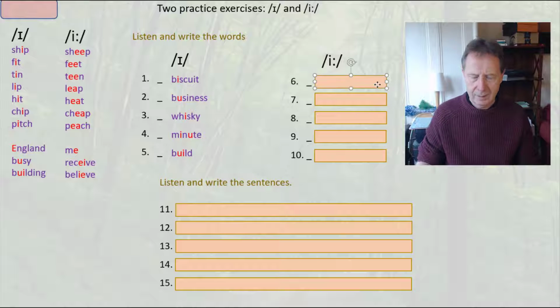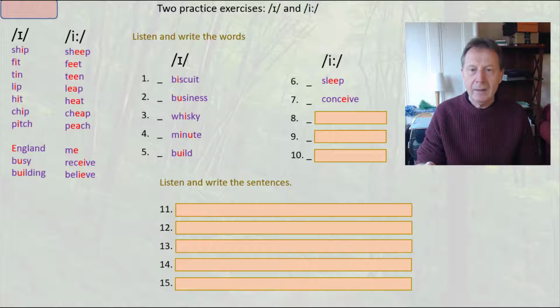Number 6, sleep, double E. Number 7, conceive. Now this one is EI. Now normally if the word has C before the phoneme, in this case conceive, then it's EI. It's the same with deceive and receive. We have EI after the C.